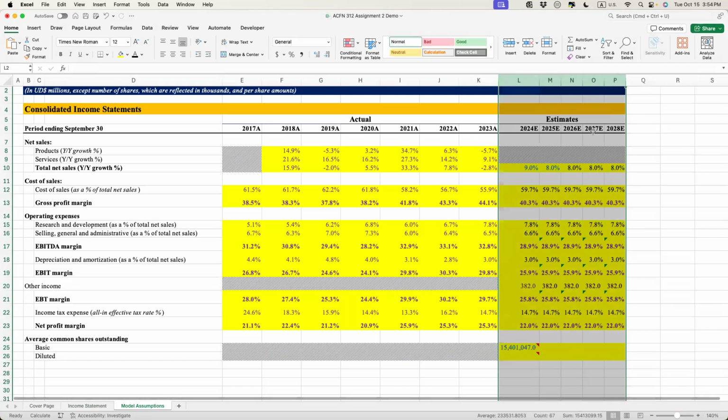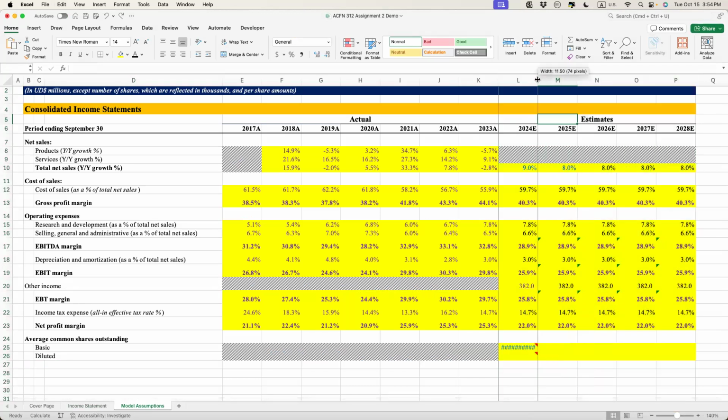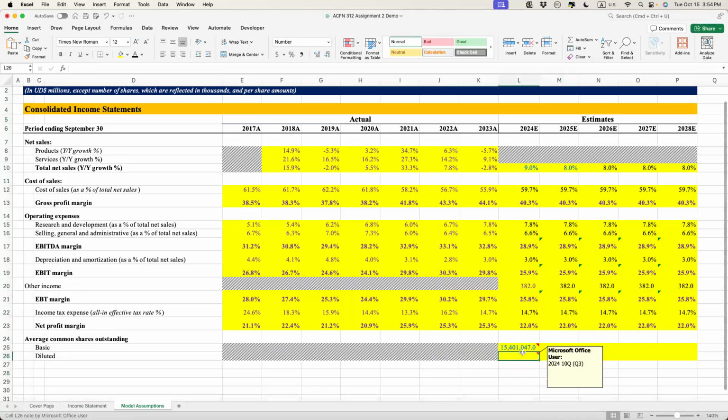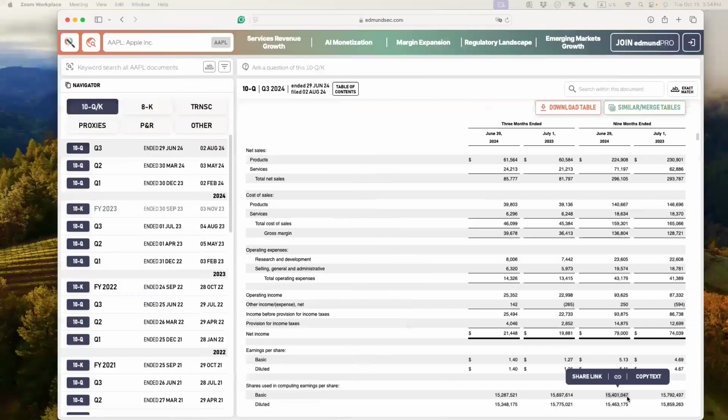Let's just make it a little bit wider. And then for the diluted shares, we do the same thing. Let's go find the diluted shares.